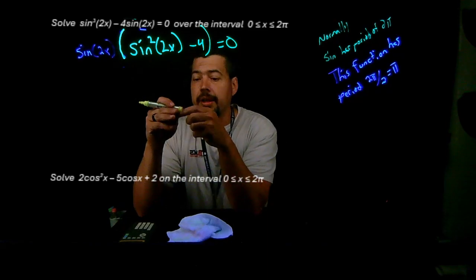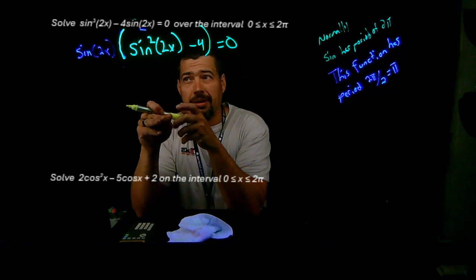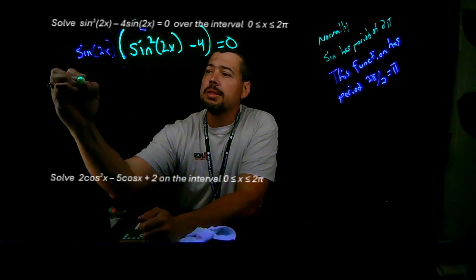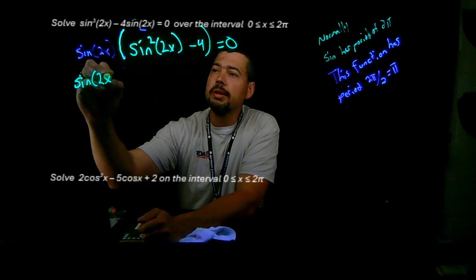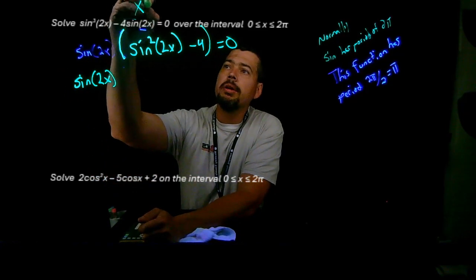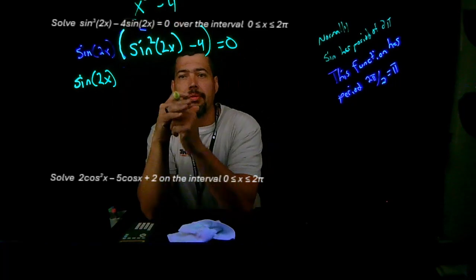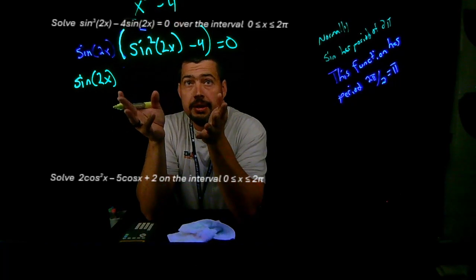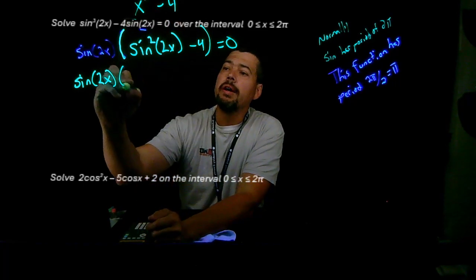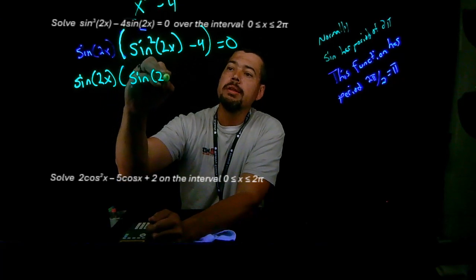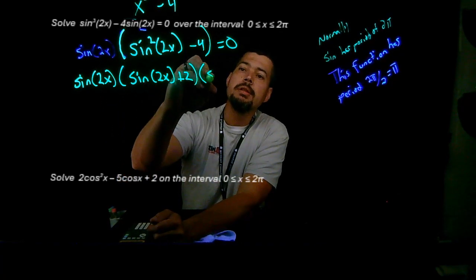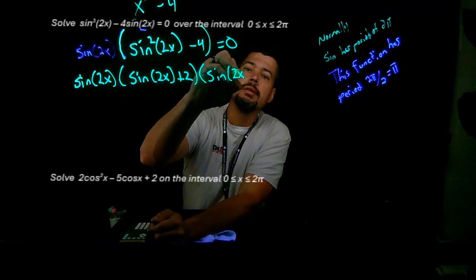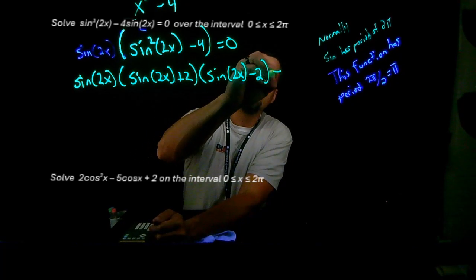I'm going to keep factoring. You don't have to, but I'm going to keep factoring. Because I know that that sine of 2x will factor. Or sorry, that sine squared of 2x. Kind of think of this as x squared minus 4, which would factor as x plus 2 and x minus 2. So this factors as sine of 2x plus 2 times sine of twice x minus 2. It's all equal to 0.